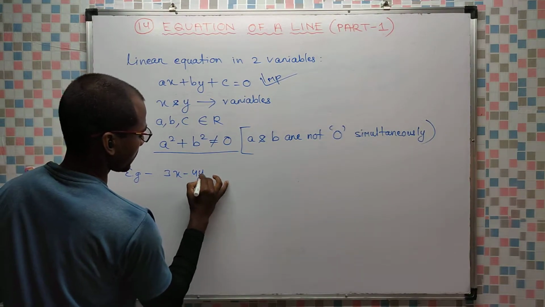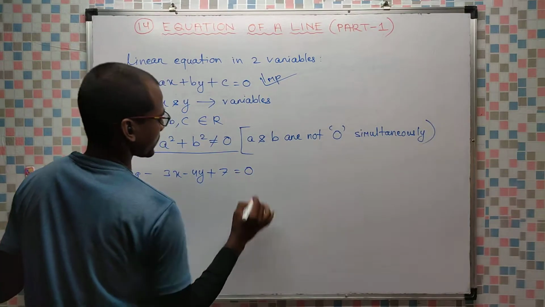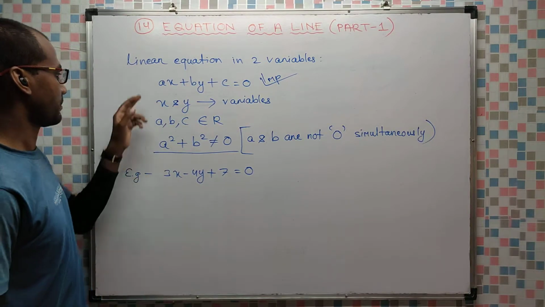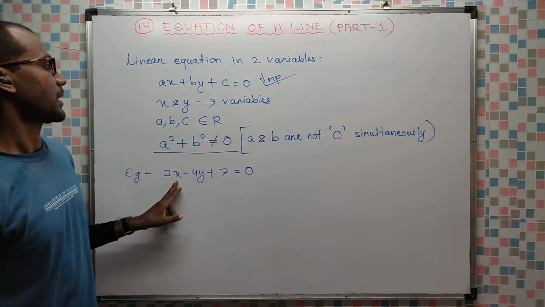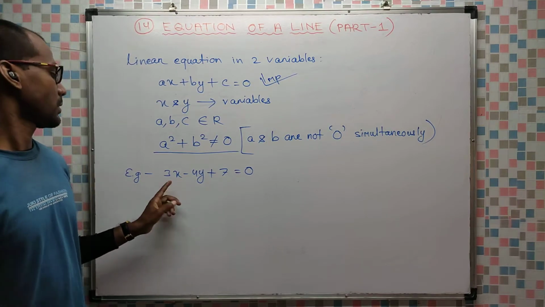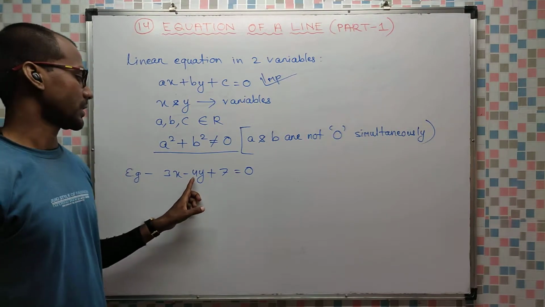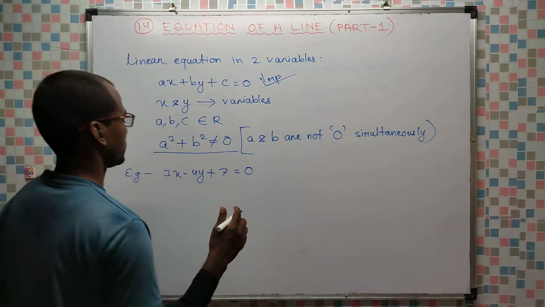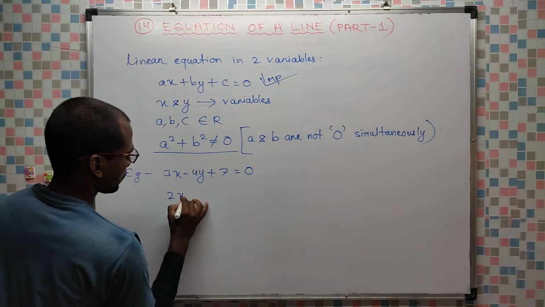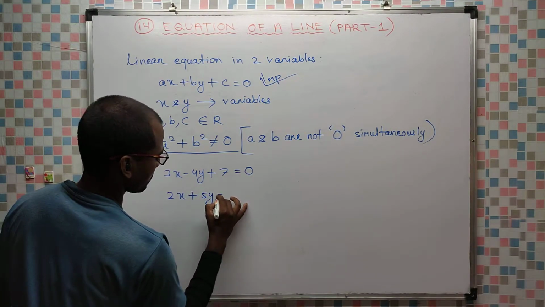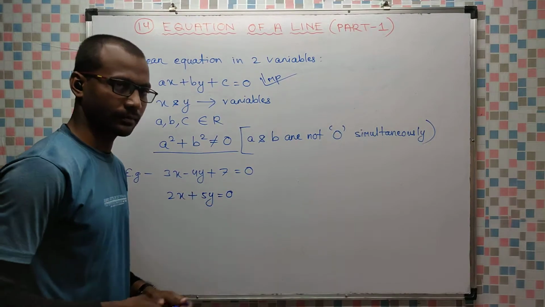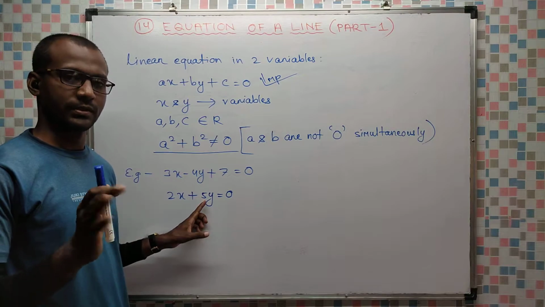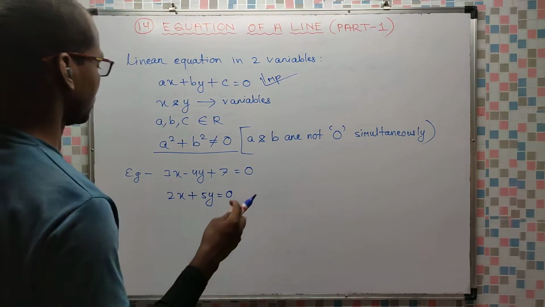3x minus 4y plus 7 is equal to 0. If you compare this with the general form, it is in the form of ax plus by plus c is equal to 0. So what is a? 3. What is b? Minus 4. What is c? Plus 7. Let us take one more example. 2x plus 5y is equal to 0. a is 2, b is 5, c is not there, c is 0. Next.